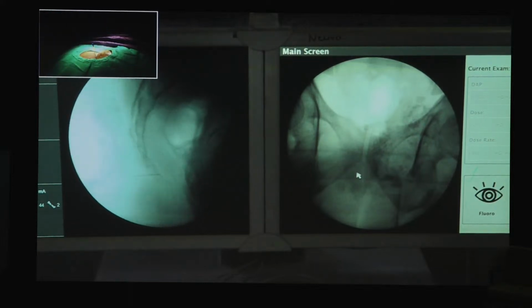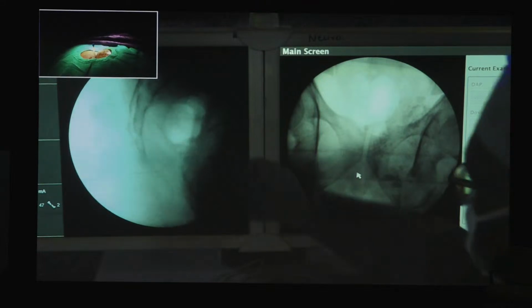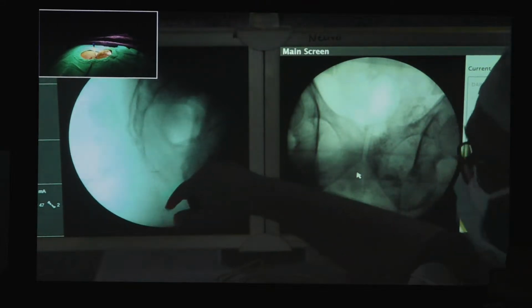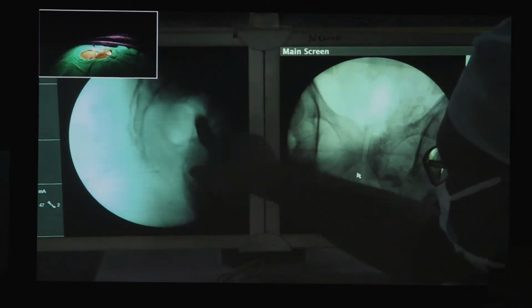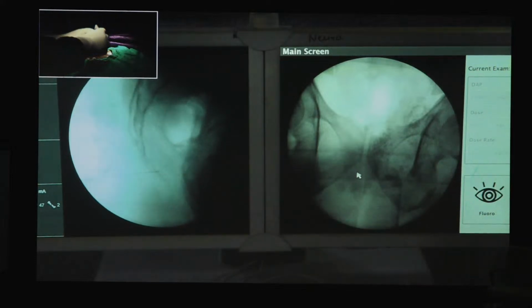Okay, now I've gone in the lower space. I'll try to turn my needle. So there is rectum there. So you have to be very careful because in front there is a rectum. So I'll turn my bevel facing superiorly.